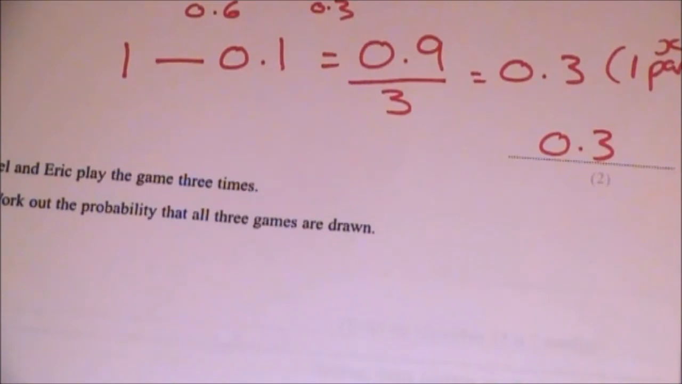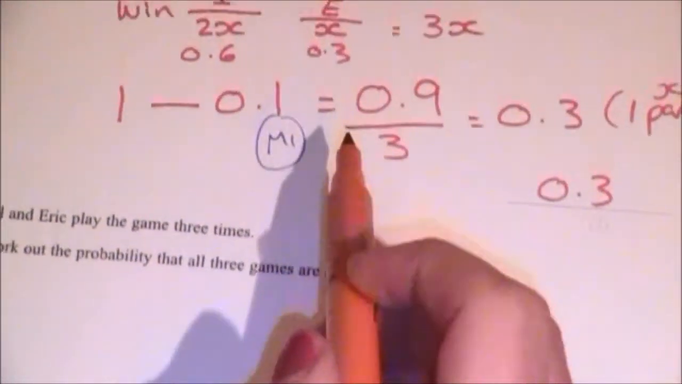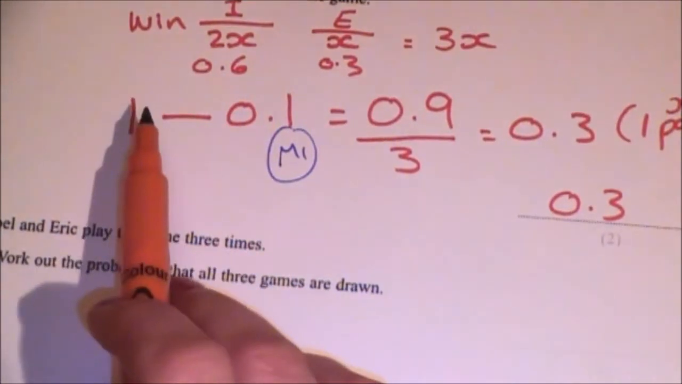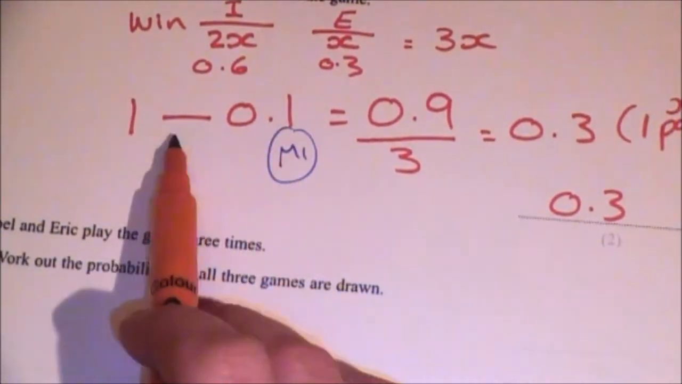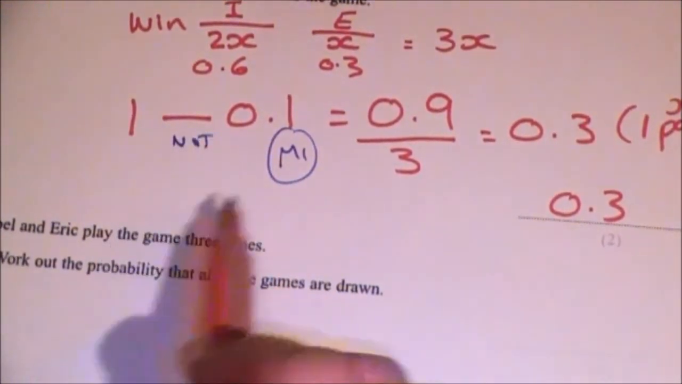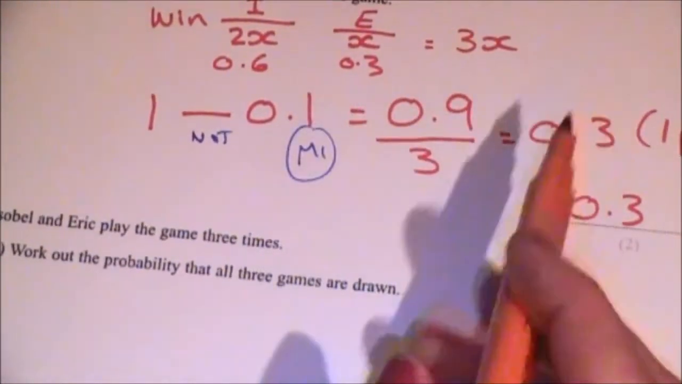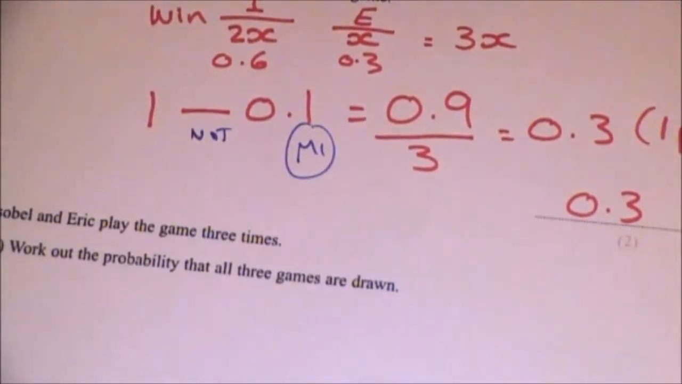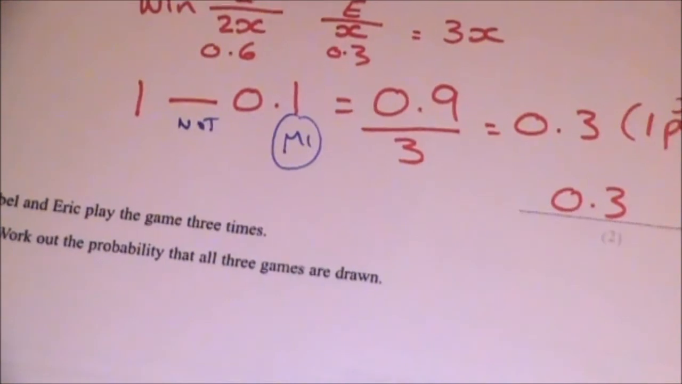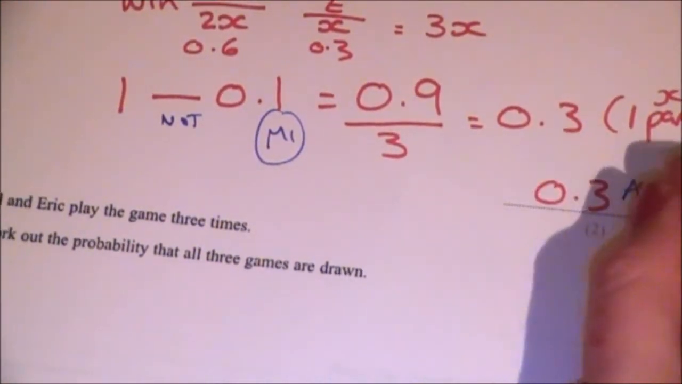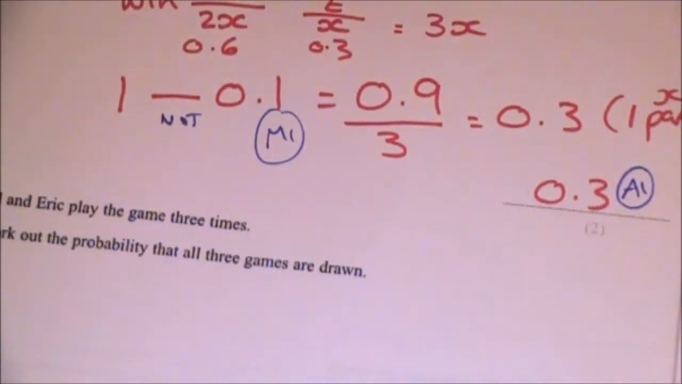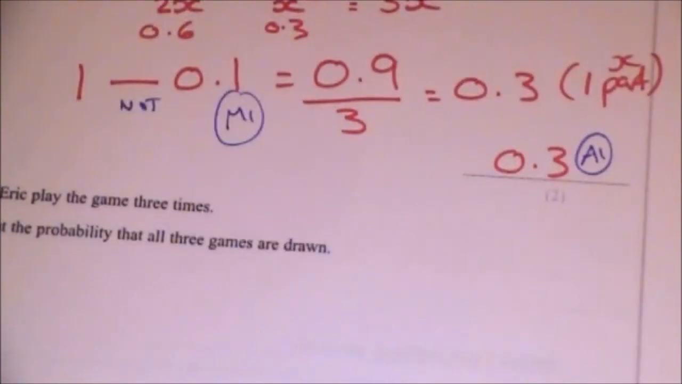With regards to the mark scheme, you get 1 mark for showing an understanding of wanting to find the probability of a draw not happening, and then showing that you've got to split that 3 ways. And you get an answer mark for having 0.3 or equivalent, so you could have 30% or 3 over 10, 30 over 100, whatever you wanted.